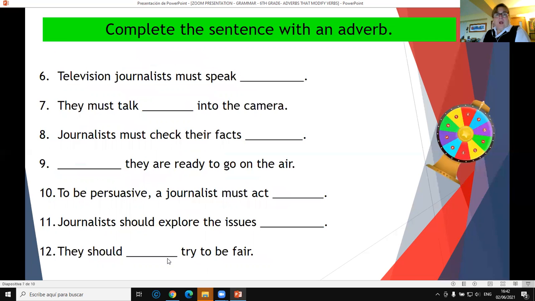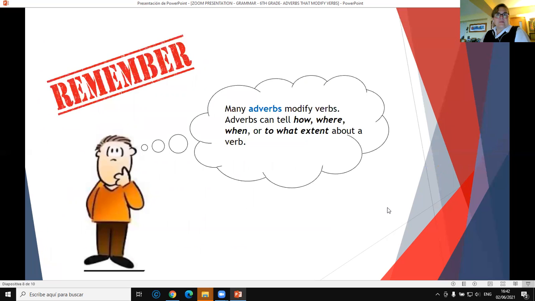Okay? All right. Another instruction: complete the sentence with an adverb. Here, I want you to think about adverbs that could complete each of these sentences. There is not only one answer for this. You can think about different adverbs to complete these sentences, and you can practice with them. So remember, many adverbs modify verbs. Adverbs can tell how, where, when, or to what extent about a verb.